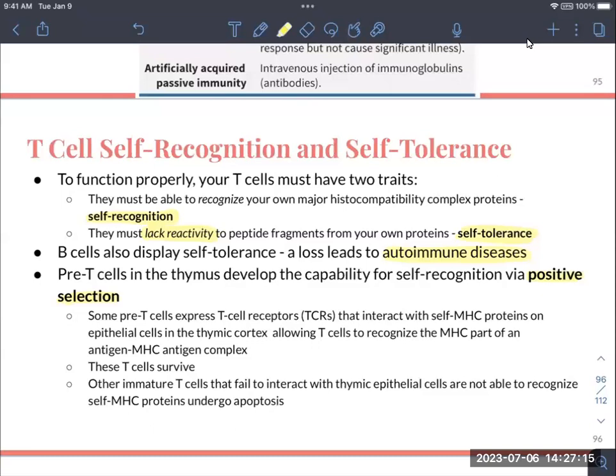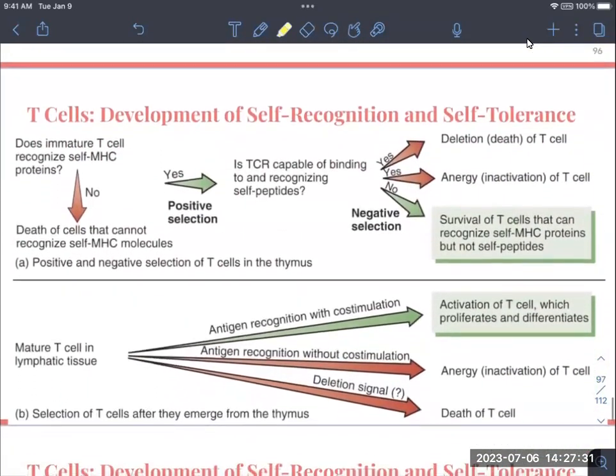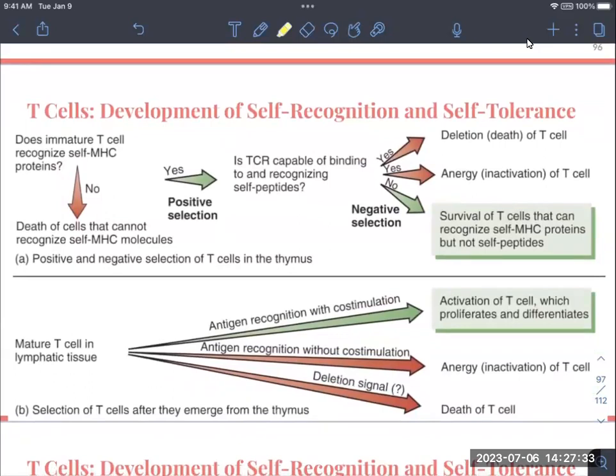Immature T cells that cannot interact with those epithelial cells, those thymic cells, are not able to recognize self. They're the ones that undergo apoptosis. So if they cannot recognize self cells, these different T cells are going to die. If they can recognize your own self cells in the thymus, that's what allows these cells to live.